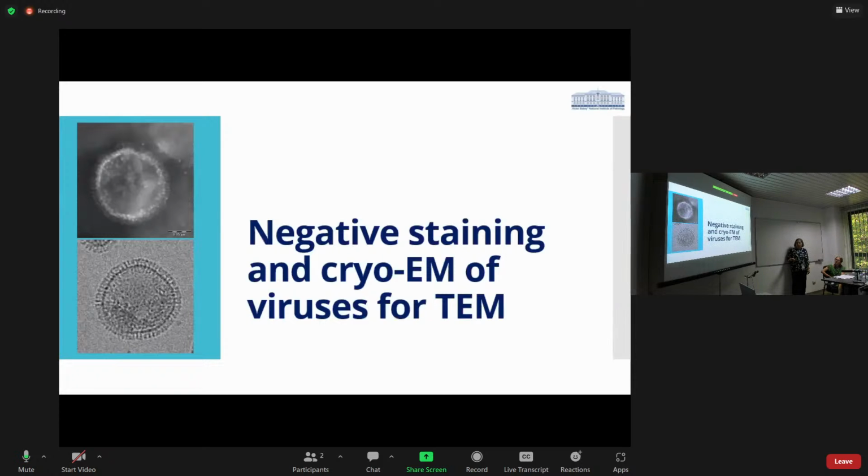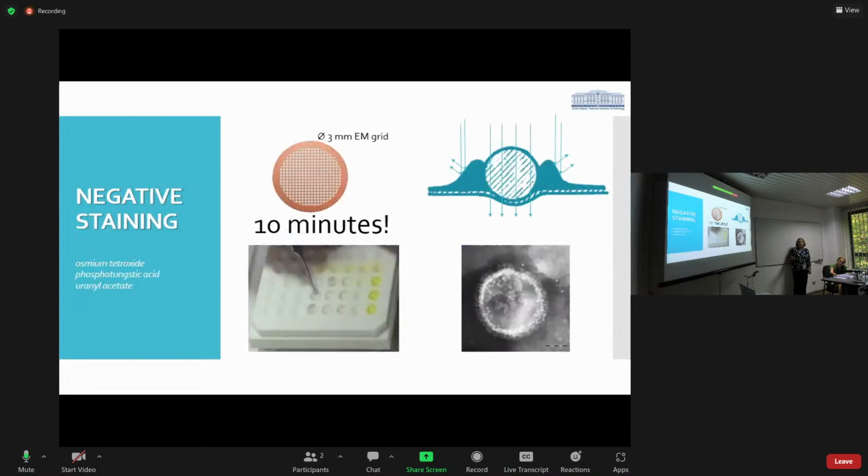But the resolution is quite good, allowing us to see molecular details at atomic level. Negative staining is a technique which is quite easy and fast. In 10 minutes we can have the grid prepared for the microscope, and 20 minutes to examine the grid will allow you to make the diagnosis.